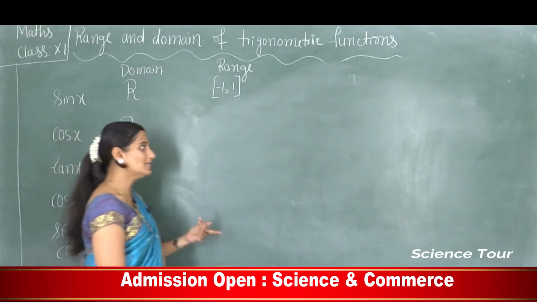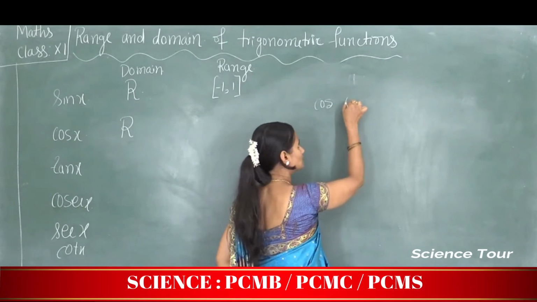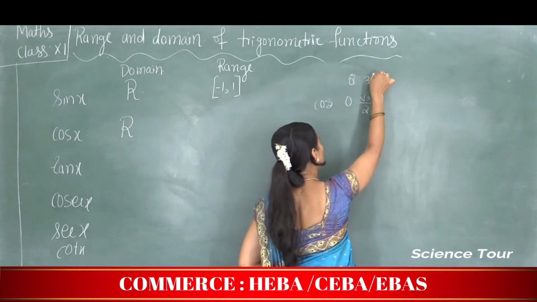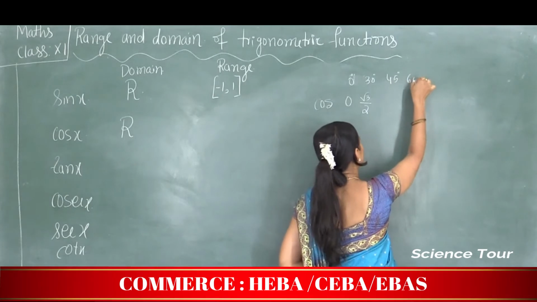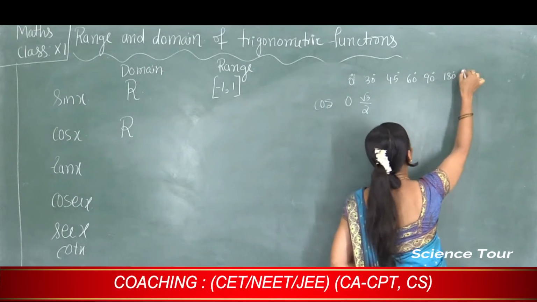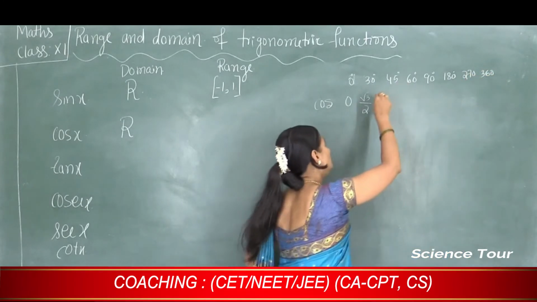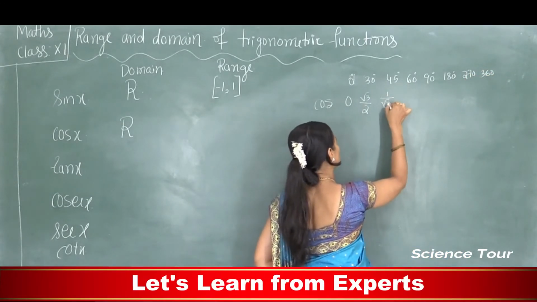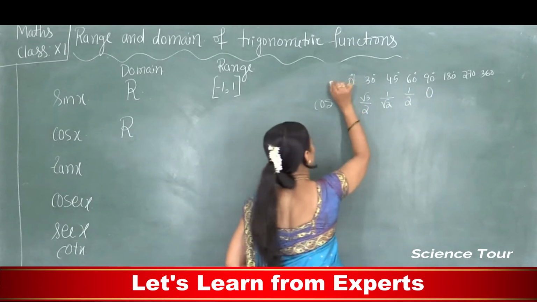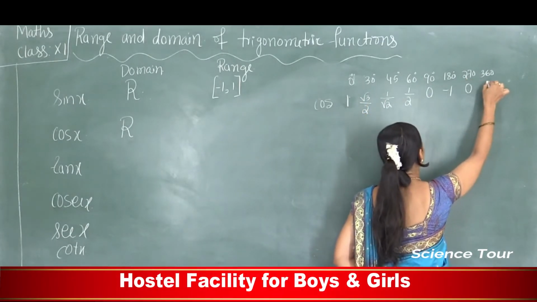Now the range. Again see this cos table. I'll write only the values: 1, √3/2, 1/√2, 1/2, 0, -1, 0, 1. The angles are 0 degree, 30 degree, 45 degree, 60 degree, 90 degree, 180 degree, 270 degree and 360 degree. So cos 45 is 1/√2. Cos 60 is 1/2. Cos 90 is 0. Cos 0 is 1. Cos 180 is -1. Cos 270 is 0. Cos 360 is 1.